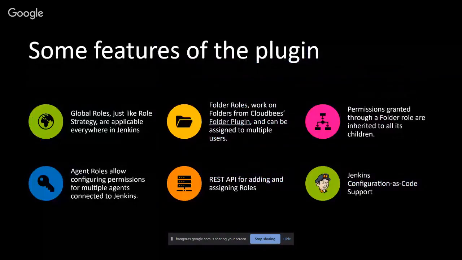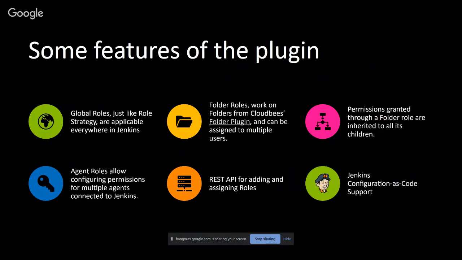Global roles are just like the role strategy plugin, and they're applicable everywhere within Jenkins. Folder roles, which is the namesake of this plugin, work on folders, and they can be assigned to multiple users. Each folder role can give permissions to the users. The permissions granted through a folder role to a folder assigned to the folder role are inherited by all the children of the folder.